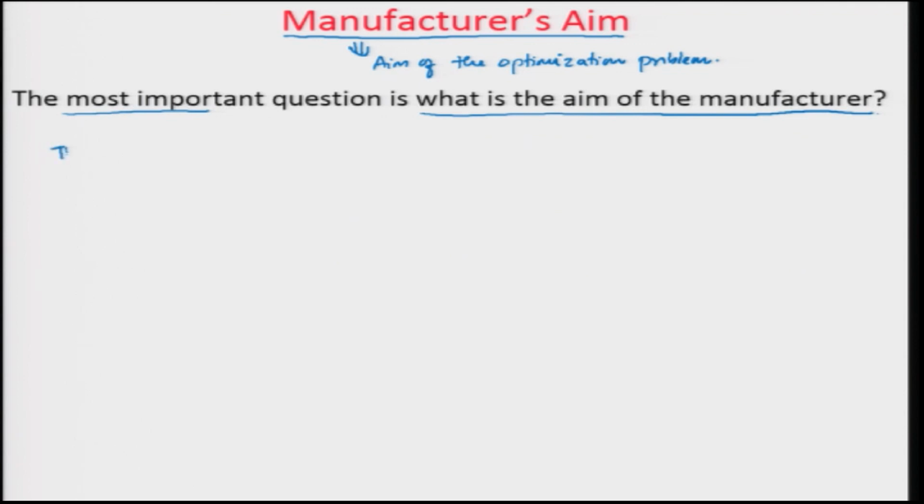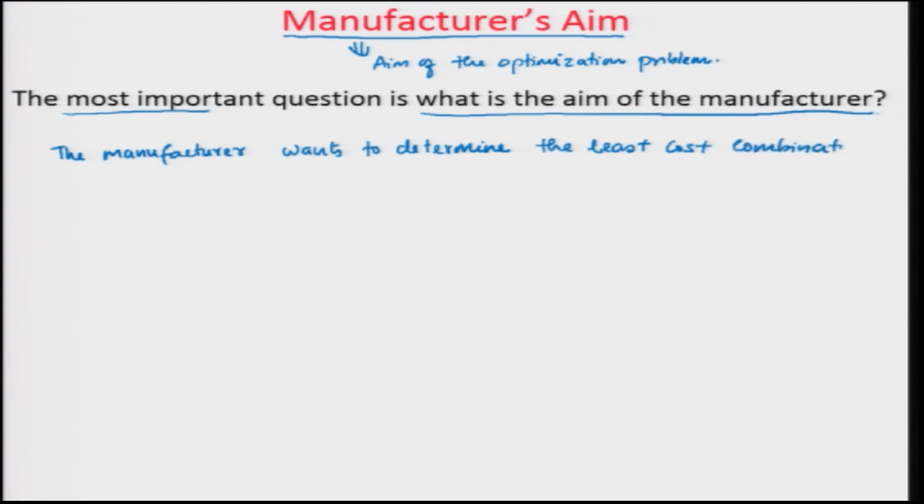We can say that the manufacturer wants to determine. So what does he want to determine? Determine the least cost combination of raw materials. So you want to find the least cost combination of raw materials.